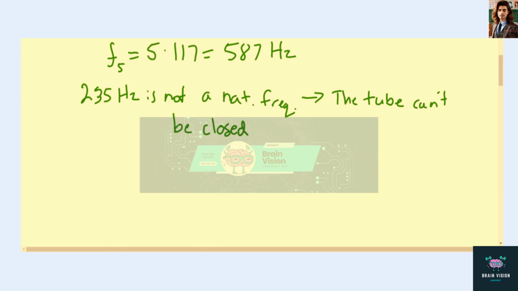The reason this is impossible is there is no possible shape for the tube that would produce both 235 hertz and 587 hertz as a natural frequency. A closed tube can only produce 587 hertz as a natural frequency, and an open tube can only produce 235 hertz as a natural frequency, but neither can produce both. Therefore, this situation is impossible.